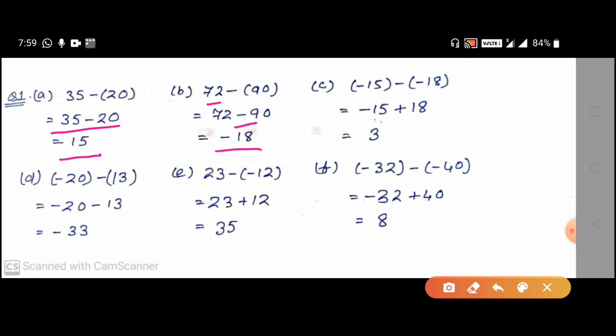Here it is given within bracket minus 15 minus within bracket minus 18. So plus into minus is minus, minus into minus is plus. So minus 15 plus 18 will be 3.